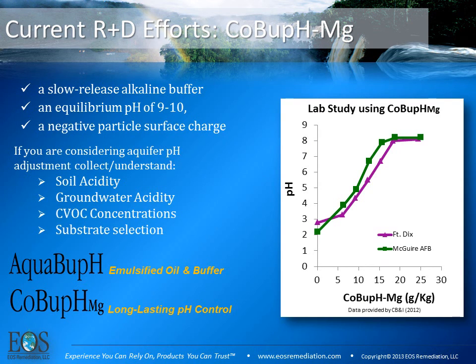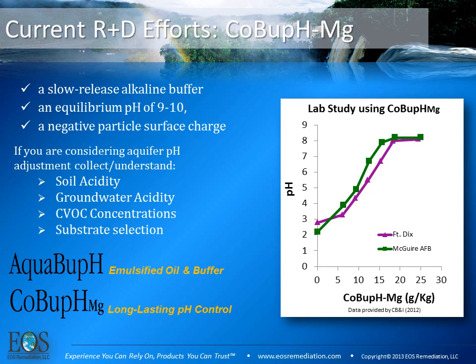But how can you make that material transport? And that's what we've been doing. So we've developed two products. We've got CoBuff MG and AquaBuff. CoBuff MG is our newest product. It's just magnesium hydroxide in a colloidal suspension, whereas AquaBuff is emulsified oil with the magnesium hydroxide suspended. Both of these products will provide a slow release of alkaline buffer. They both have an equilibrium pH of about 9 or 10. And just like our EOS products, they both have a negative particle surface charge, so they will attach to any available positively charged attachment sites.